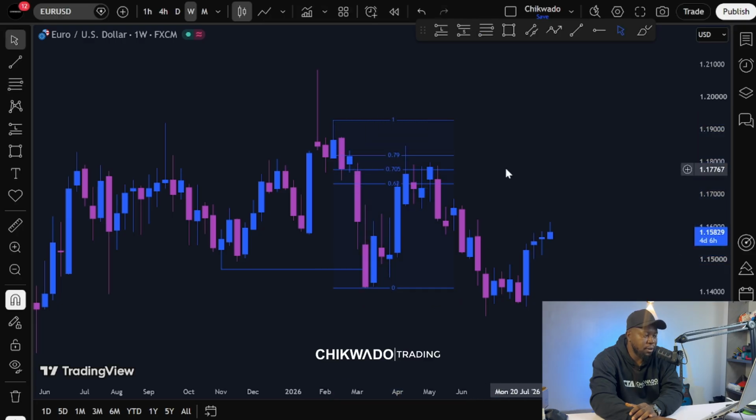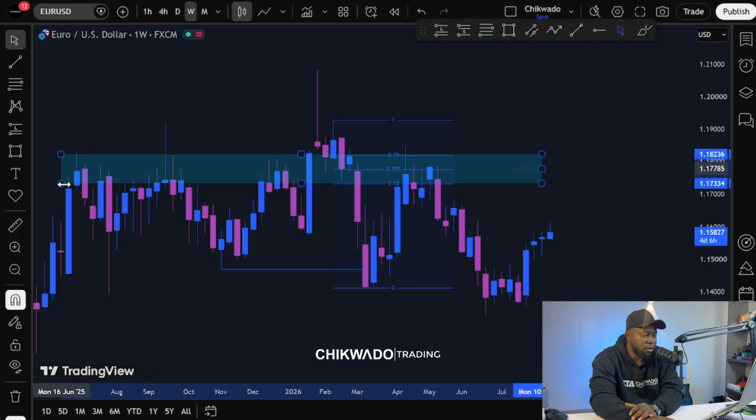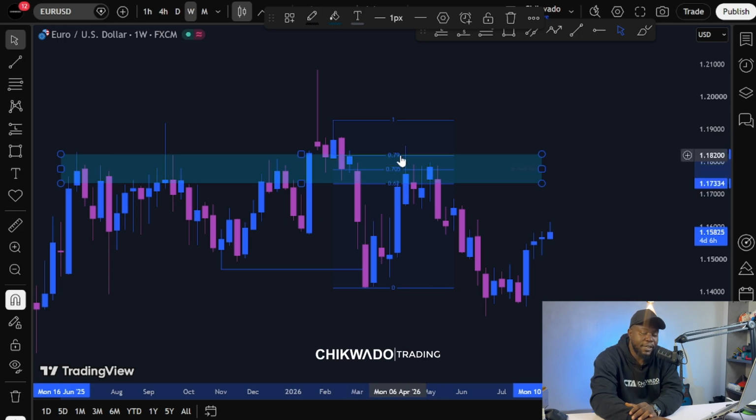When we measure that out, we can clearly see that we have a consolidation happening between 62% and 79%. That is where we have the consolidation. And when you draw that out, if you go backwards, you're going to find support and resistance at that level. This is resistance, resistance, resistance, a bit of support, and mostly resistance. This is the 62% to 79% retracement that we have here on Euro USD.